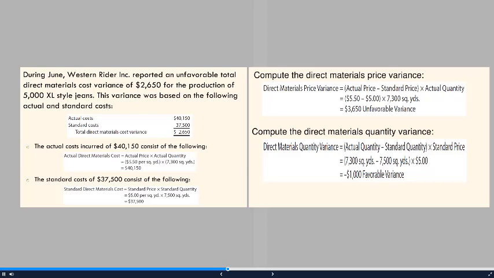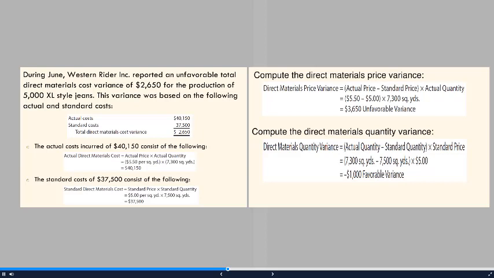For material price variance, we're looking at the difference in price, and we're going to multiply that by our actual quantity. We know that this is an unfavorable variance because our actual price paid exceeds our standard price. We paid more than we thought we should have to.